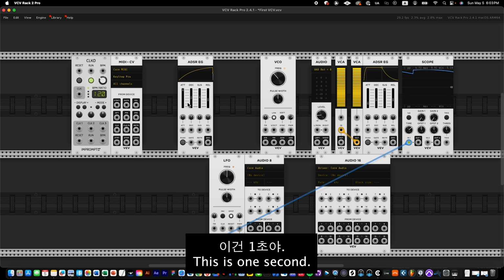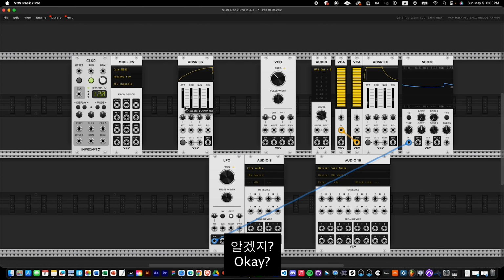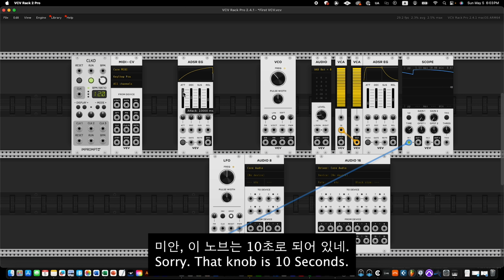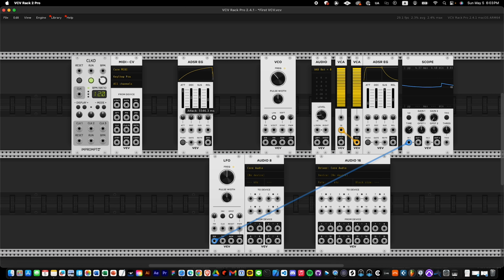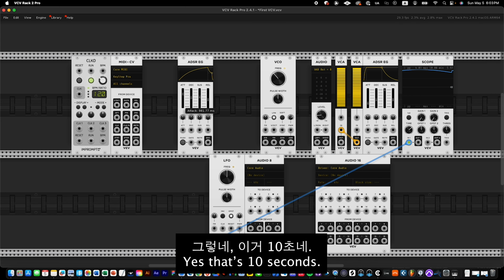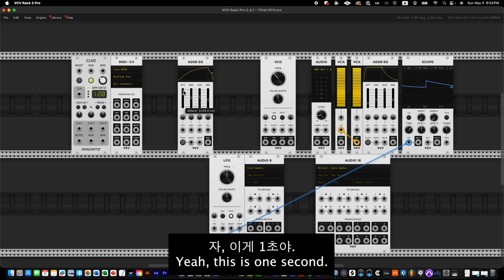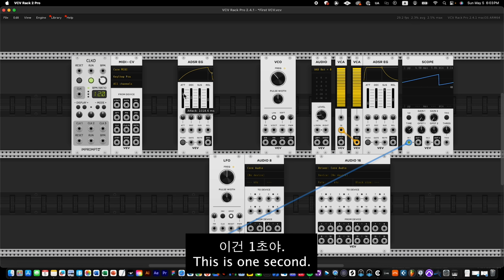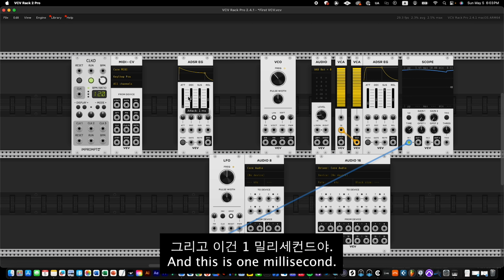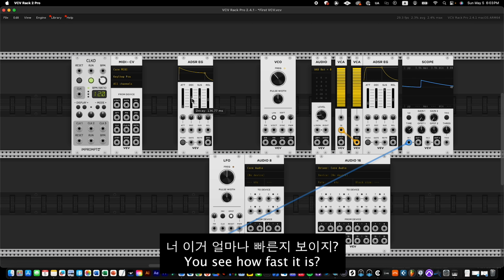This is 1 second. Sorry, it's 10 seconds. Yeah, that's 10 seconds. This is 1 second, and this is 1 millisecond. You see how fast it is.